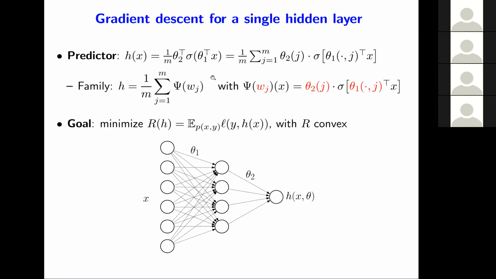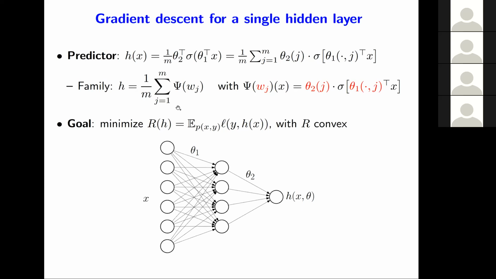The only property I'm going to leverage for the next few minutes is that my prediction function h is a sum of terms, or an average of terms, and each of those terms has its own unique parameter. So I have a sum from j equal to 1 to m of a function of wj, with wj being my parameters. In the context of neural networks, this is the input weight associated with neuron j and the corresponding output weight. So for j equals 1, it is that neuron, its incoming weights, and its output weight. We really need the parametrizations here to be independent.